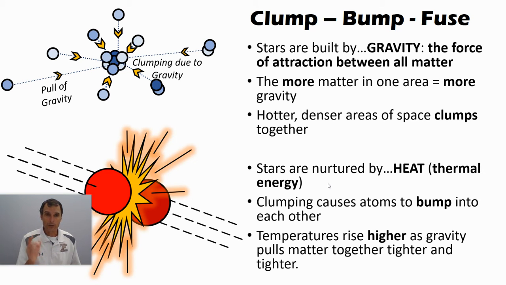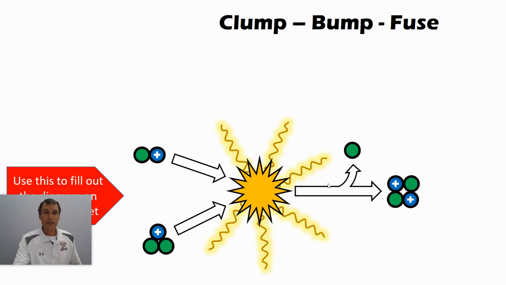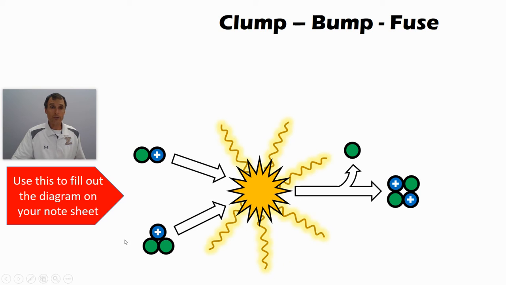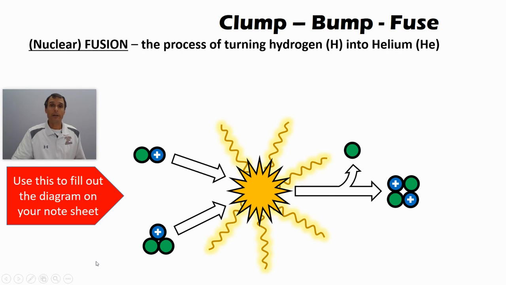And so our first two stages is gravity causes it to clump together. Once it gets close together, they start to bump together, producing heat. And then our last stage, and the most important one that you need to understand, is what is called fusion. So fusion, what we have is, in this case, hydrogen being fused together into helium.